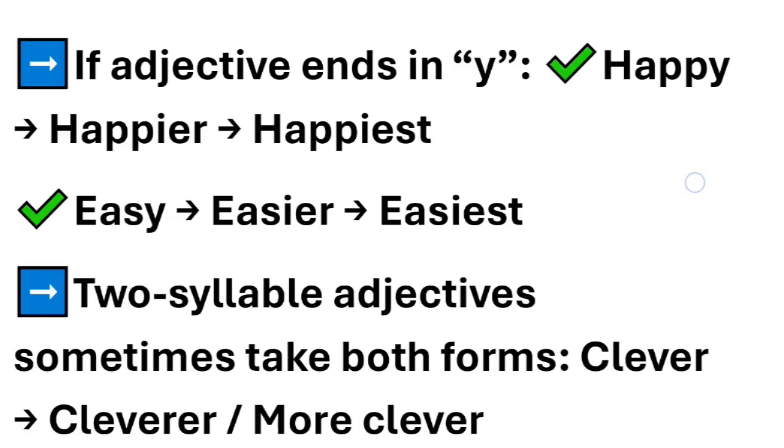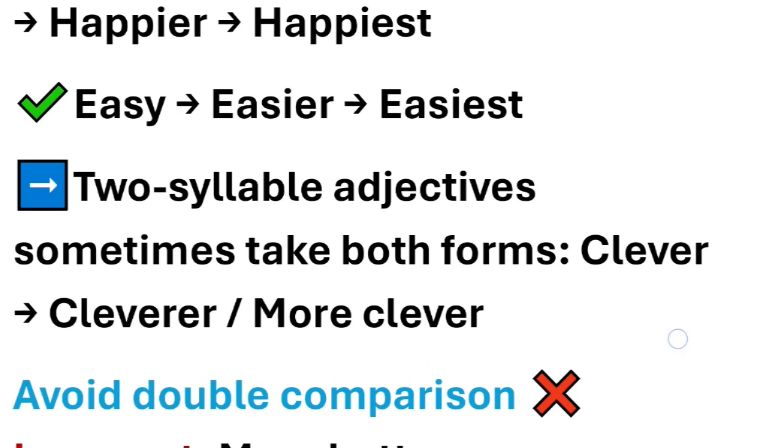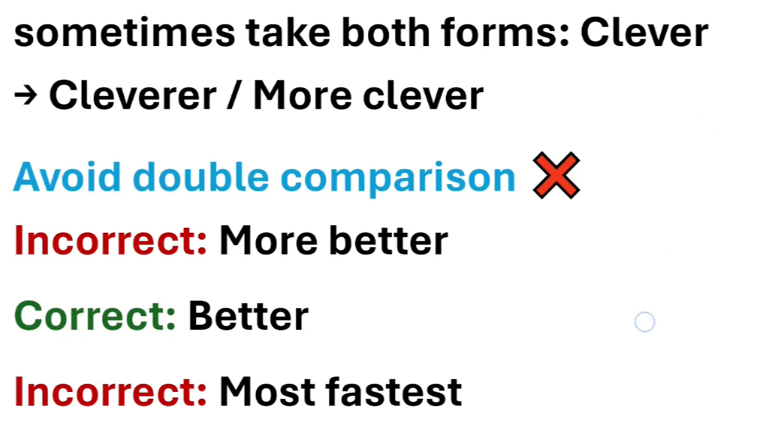And if there is any word which ends in Y, we replace Y with I and then add ER in comparative form and EST in the superlative form. So happy becomes happier and happiest. Easy becomes easier and easiest. Two-syllable adjectives sometimes take both forms. So clever becomes cleverer in comparative form and can also be more clever, because it is a two-syllable adjective. It can be cleverer also and more clever as well.